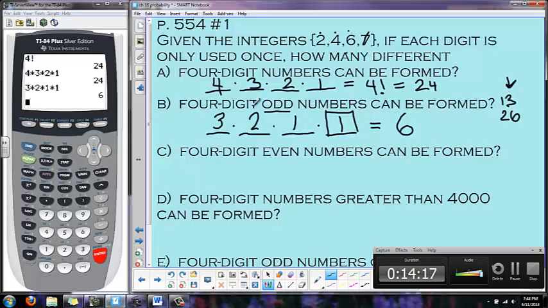So these questions are kind of cool because it's kind of like a puzzle. This time, how many 4-digit even numbers can be formed? I'm going to let you work on that for a second, and then I'll come right back.